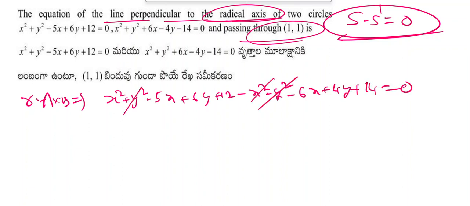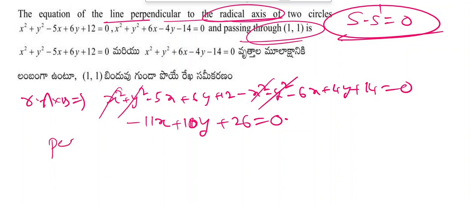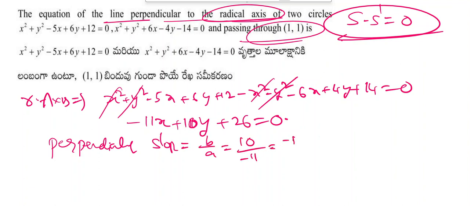Here x² and y² cancel, -5x - 6x. This is -11x, 6y + 4y, this is 10y, 12 + 14, this is 26 is equal to 0. So the equation of the line perpendicular to this radical axis, that means the perpendicular slope. We take the perpendicular slope is equal to the formula, that is b by a, that is 10 by -11, that is equal to -10 by 11, and passing through the given point (1, 1).